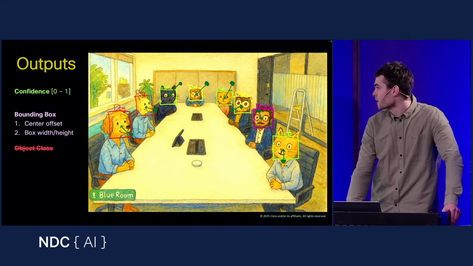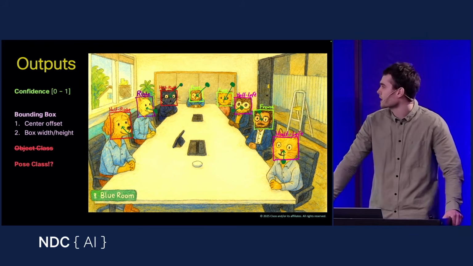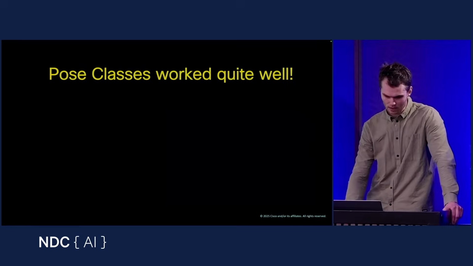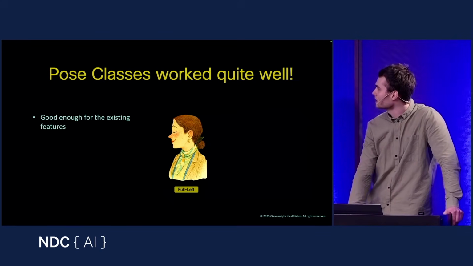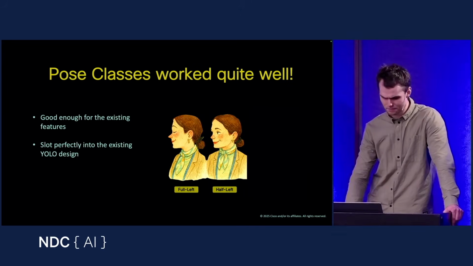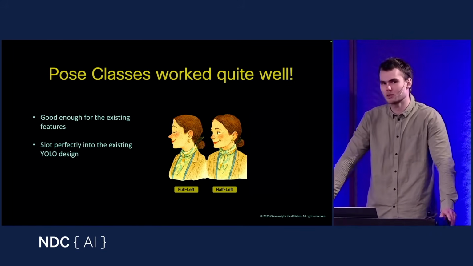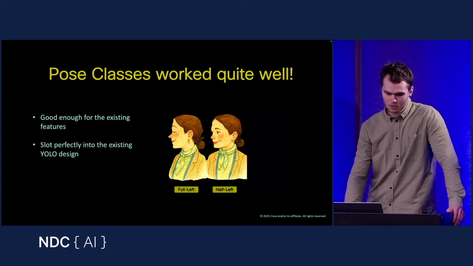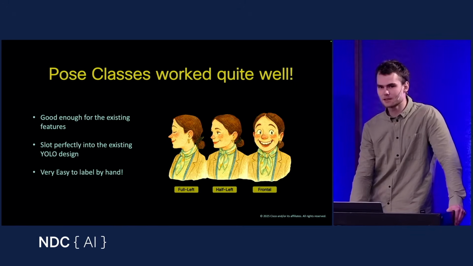So we didn't need the object class, but what if we just make up a concept where different orientations of a head are their own kind of object and predict that? And that's what we went with, or Christian went with at the time. And it honestly worked quite well. It was good enough for the existing features. It slots perfectly into the existing YOLO design. We're still pretending to be a normal object detector. The outputs are just the same. And it's very easy to label by hand, which is important when you want to kickstart a project like this.